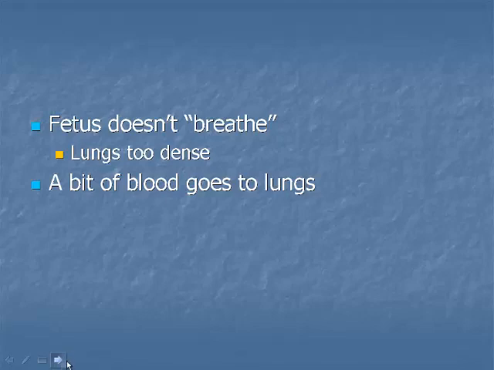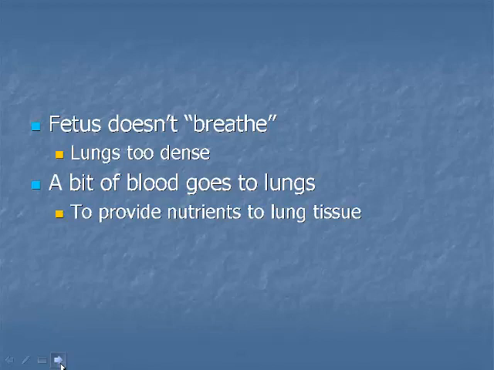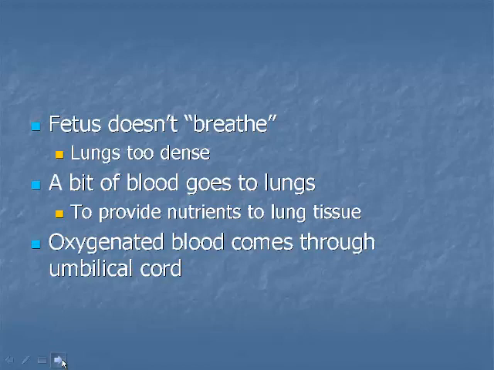A bit of blood has to go to the lungs in order for it to provide nutrients to the lung tissue. But besides that, the blood doesn't bother going to the lungs very much because it doesn't need to provide it with any gas exchange. Okay, it gets its gases from the umbilical cords. So oxygenated blood comes through the umbilical cord, which we know is joined to the placenta through pretty much your belly button, and then that's attached to the uterine wall, and then also from the uterine wall there's vessels that go to the female, which is where the nutrients are coming from.